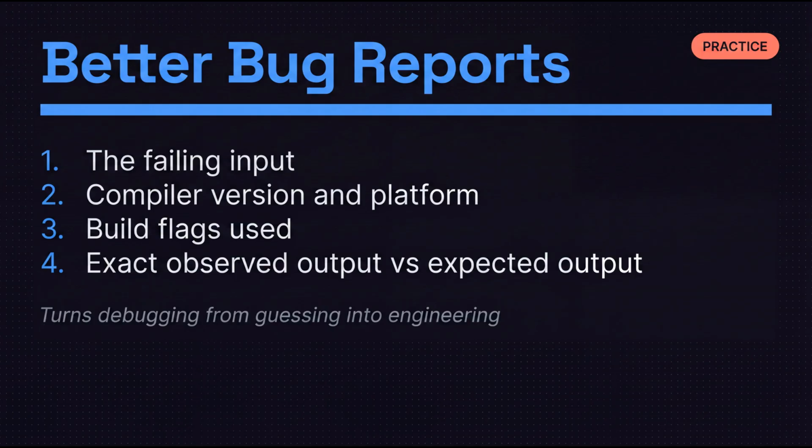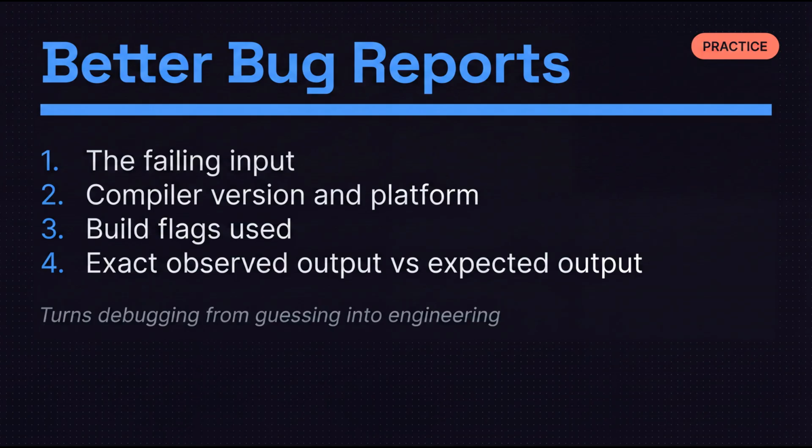Third, the build flags used. Was it a debug build? Were sanitizers enabled? What optimization level? Fourth, the exact observed output versus the expected output. What did the program produce? What should it have produced?